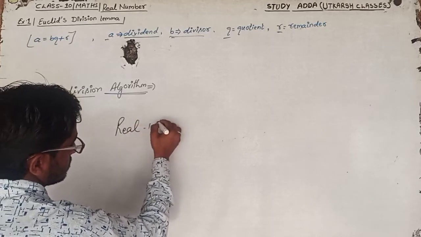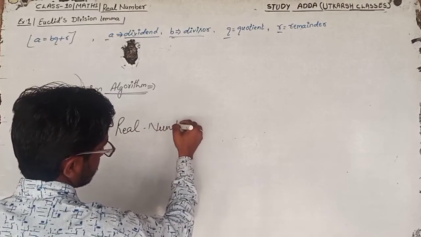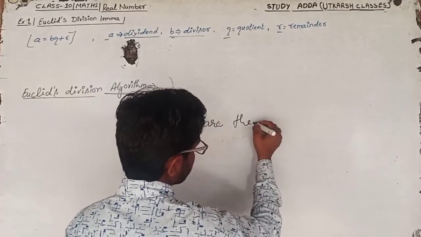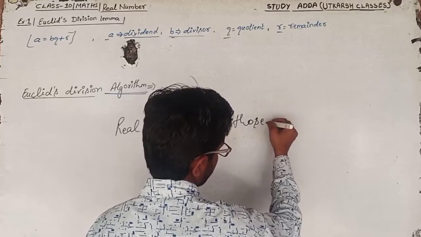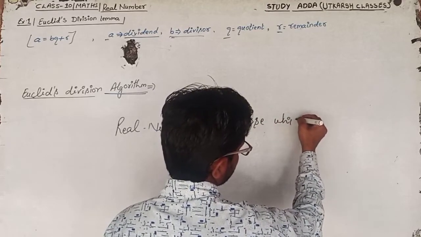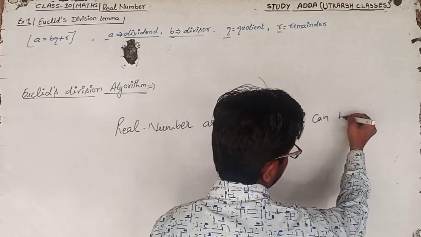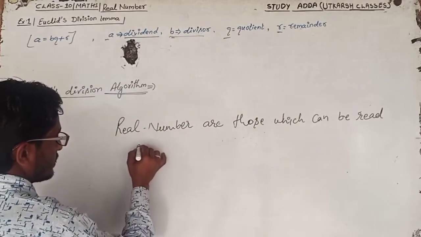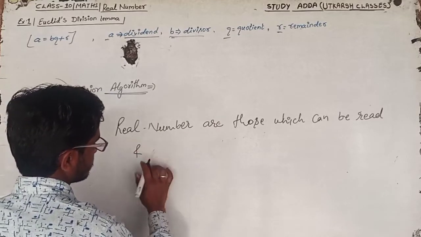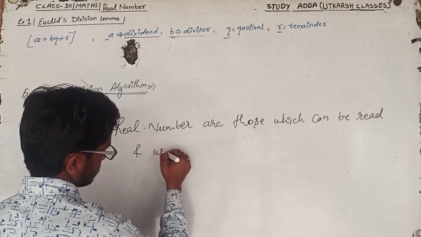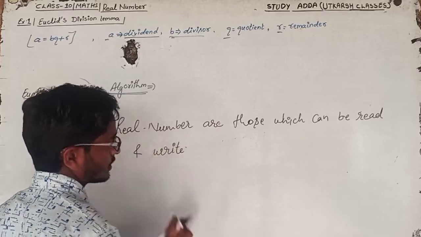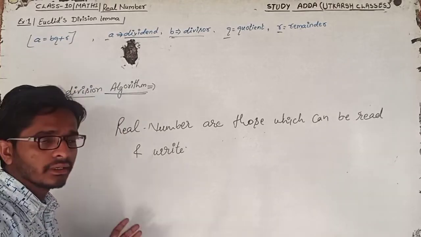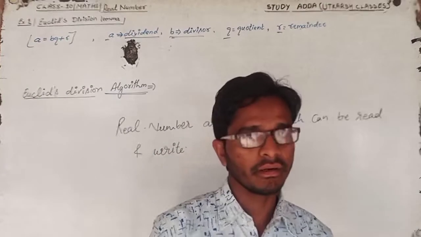Real numbers are those numbers which can be read and written. We can say the real numbers are those numbers which can be read and written.